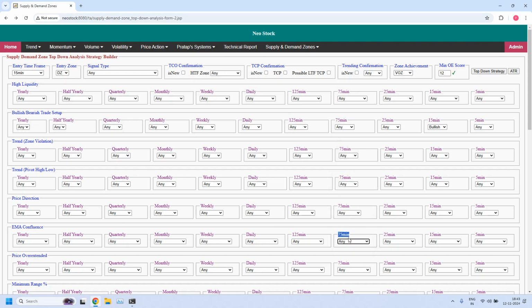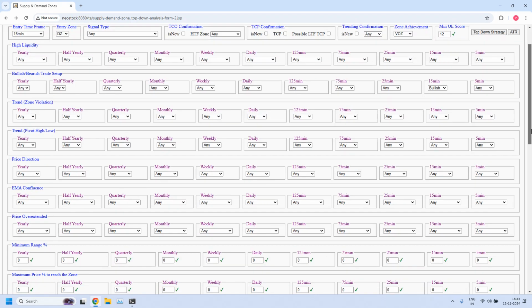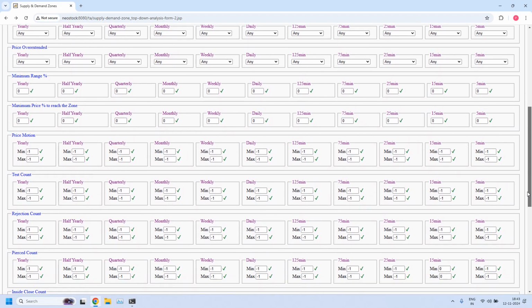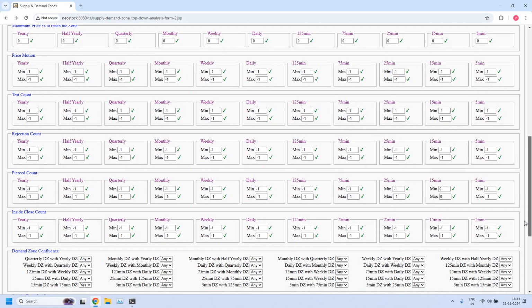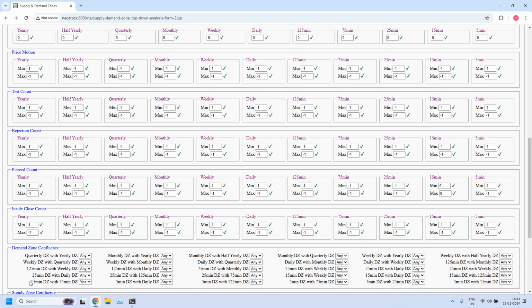demand zone confluence. I have to remove EMA filter. I removed it. So in the demand zone confluence, 3 filters we have to set. First filter 15 minutes and 75 minutes demand zone confluence is already enabled. Second filter 15 minutes demand zone with daily demand zone confluence. Third filter 75 minutes demand zone with daily demand zone confluence. All the 3 filters are enabled.